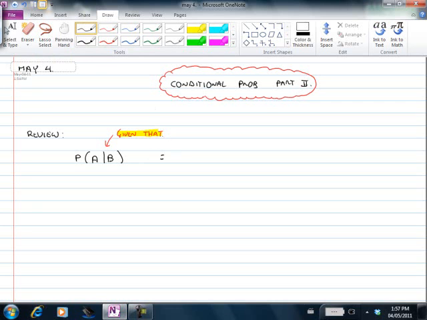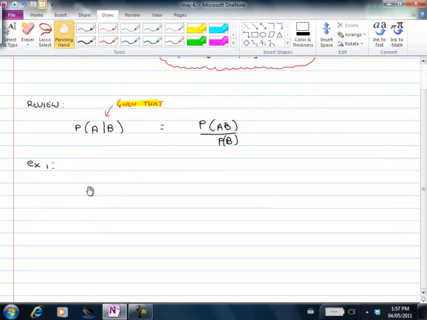Example 1, just review from yesterday. P(A | B) equals P(A and B) over P(B). And when I do these sort of questions, I always like to start with the bottom first. It's easier in a way. Example 1, it says this, a card is drawn. You're going to draw one card.